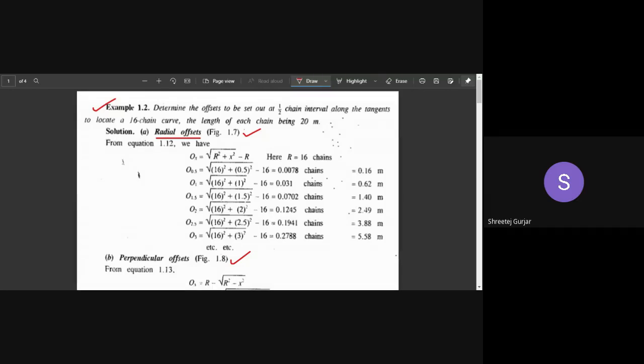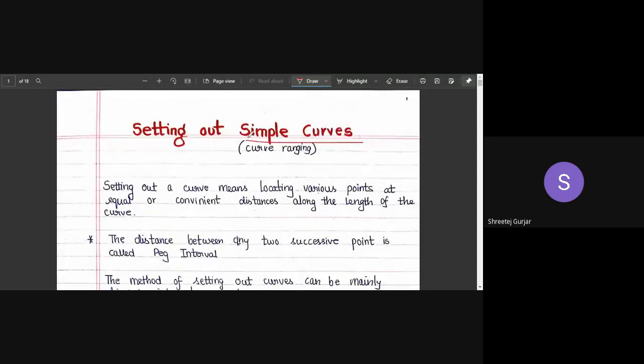Okay, so with this, we are done with simple curves. After this, we have to start with compound curves. So simple curves is done. After simple curves, we will be dealing with compound curves, and after compound curves, we have to cover transition curves. Simple curves are very easy. Compound curves are a bit difficult to understand. So make sure to attend the next class. Do not miss your next classes.